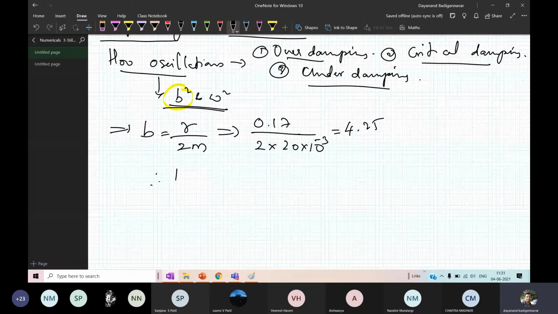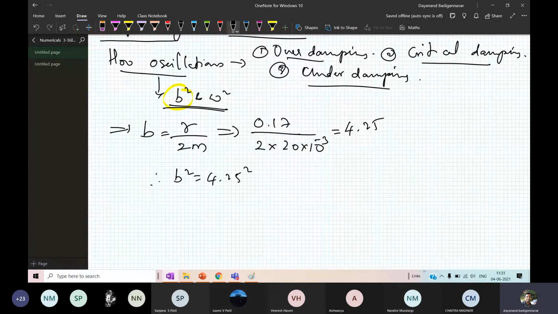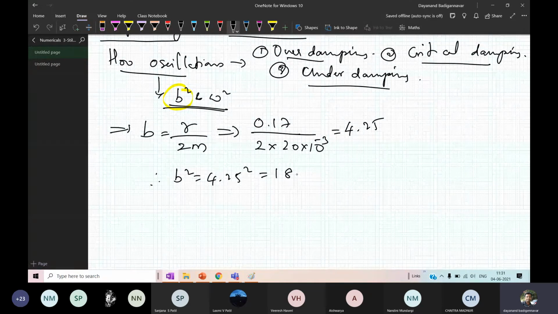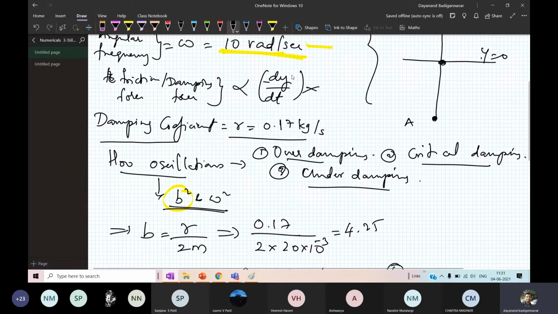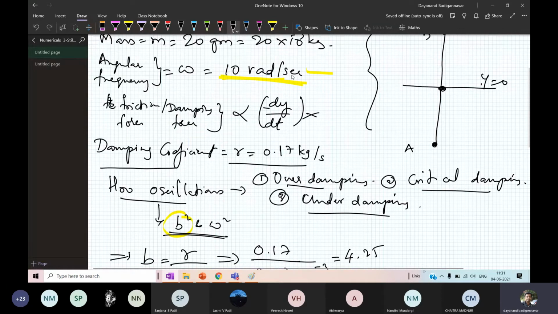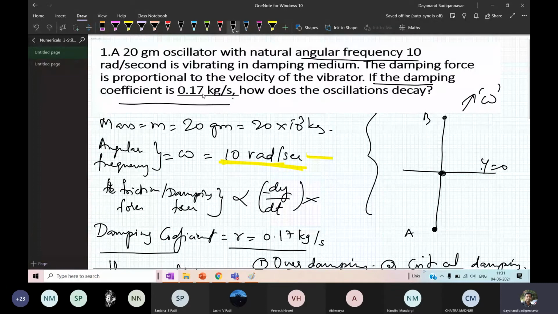If you know B, you can calculate B square. So it is 4.25 whole square. The square of that value gives you 18.0625. Correct answer. I have taken this as 1. Also, we know omega, the angular frequency given in the statement, is 10 radians per second. So I have to find omega square. What is omega square? It is 100. This is taken as 2.